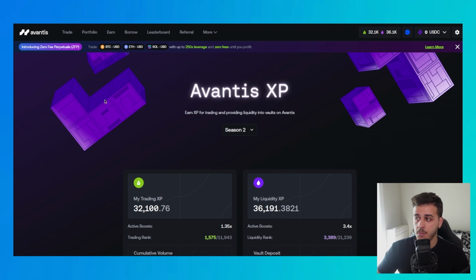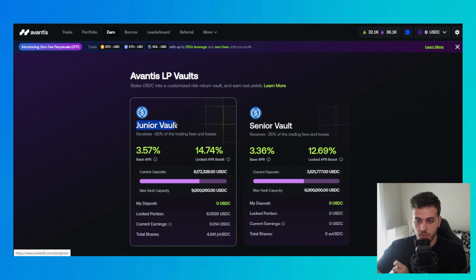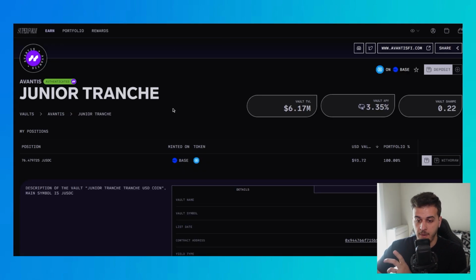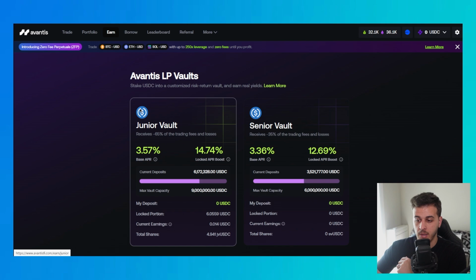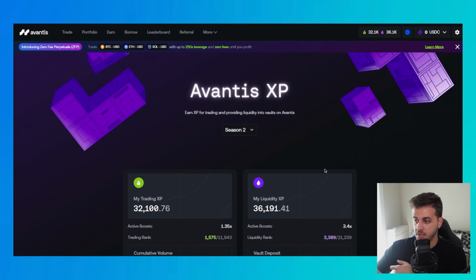Or if you've got some stables, you can go ahead and deposit them. So essentially what I do is I do this junior vault deposit, but instead of doing it in Avantis, I do it actually through Superform. So I get 2 airdrops at once, and that's good. I also have deposited through Avantis just some money, so I also get this kind of XP as well.